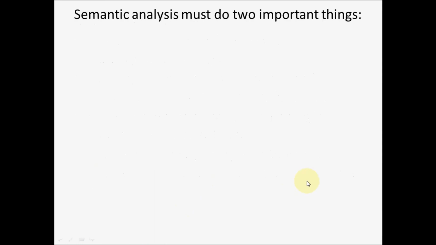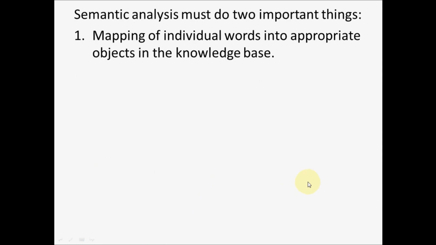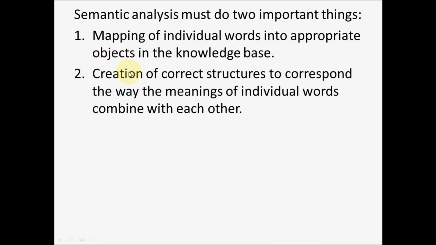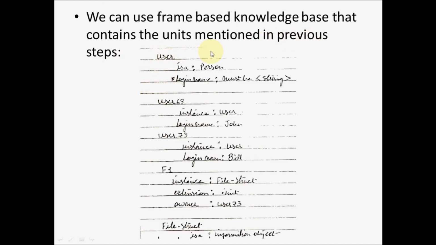Okay, now semantic analysis must do two important things. One, it should map individual words into appropriate objects in the knowledge base. So for this we are going to use that frame structure. And second, creation of correct structures to correspond to the way the meanings of individual words can combine with each other. Now we can use a frame-based knowledge base that contains the units mentioned in the previous steps. For example, this is just an example. We have created a frame.